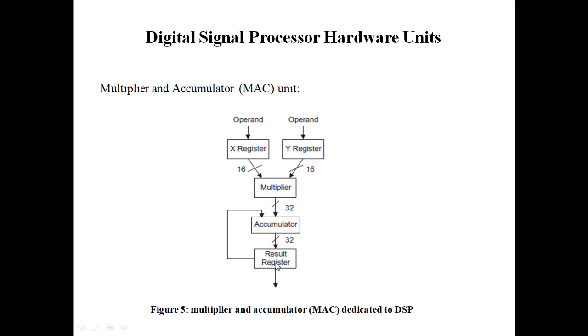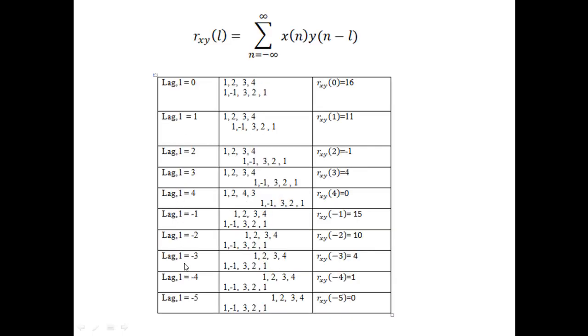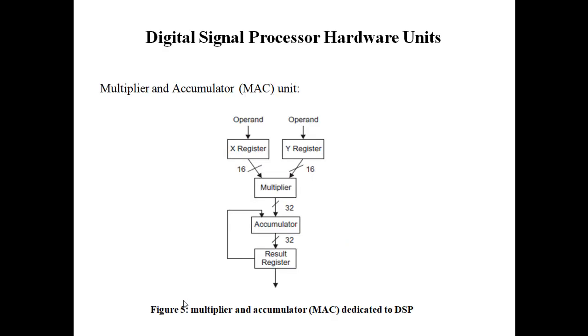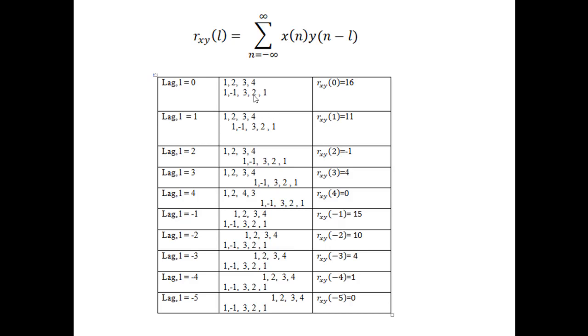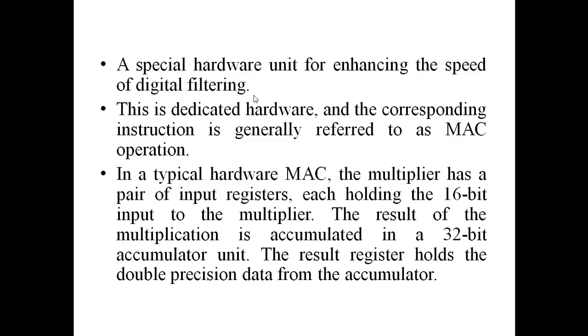Okay, and this has to be performed for each and every lag, right? So when we try to put it in a code, it takes time, so that's why we have a separate dedicated hardware to perform this operation, and this hardware is called a MAC unit, and MAC stands for multiply and accumulate. A special hardware unit for enhancing the speed of digital filtering. What is that? MAC, right? And this is dedicated hardware, and the corresponding instruction is generally referred to as the MAC operation.